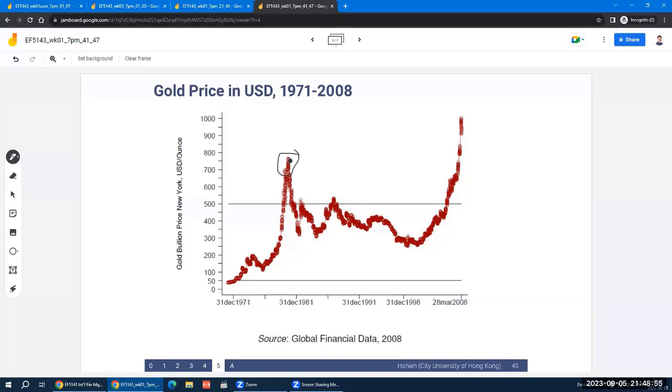People flee from dollars to gold, right? So that's why the gold price spikes. All these here are oil shocks. And this one, everybody should know, right? This is the financial crisis. You have a systemic risk across the globe in the banking sector. Everybody flees to gold. Okay?